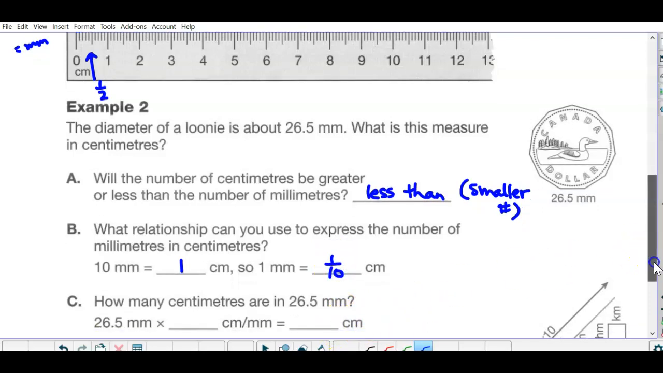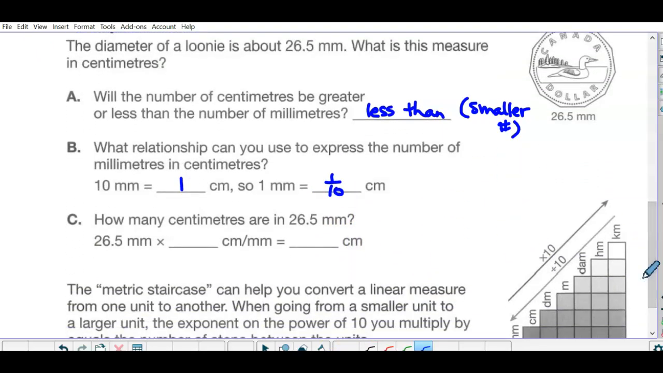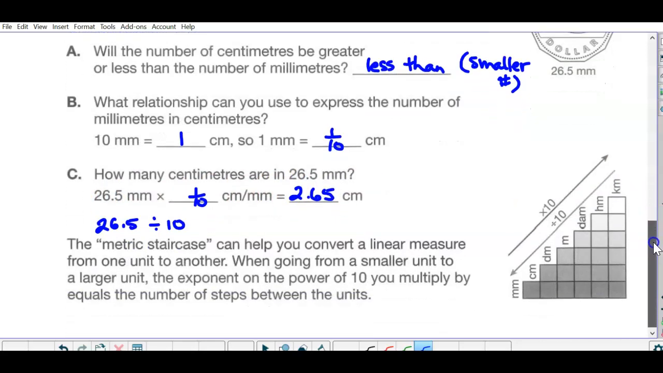Okay, so you can think about either multiplying 26.5 millimeters by 1/10, or that's the same as 26.5 divided by 10. Either way, because really what you're doing here is you're dividing 10 into 26.5. The one doesn't change anything. So you're moving the decimal to the left one place value, so 2.65.